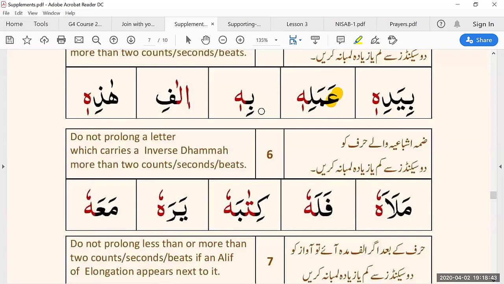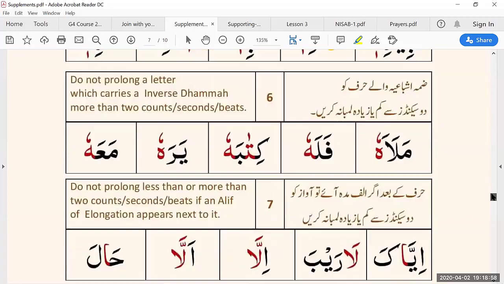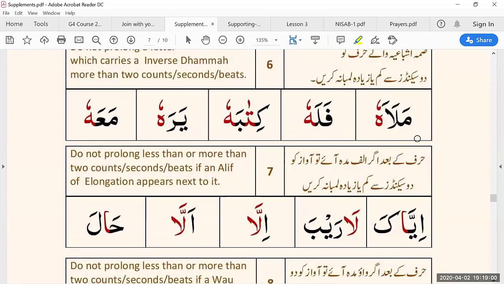The next word: به, إيلاف, هذه. That is all good. Now the last one, inverted dhamma.